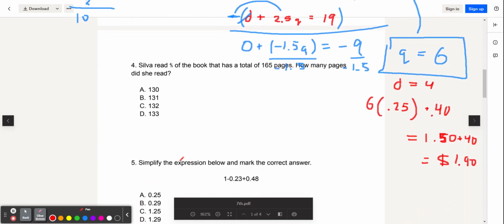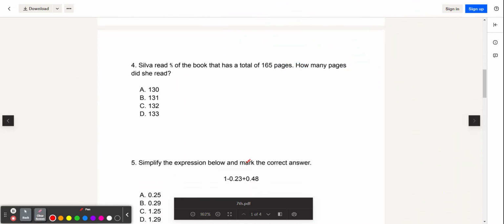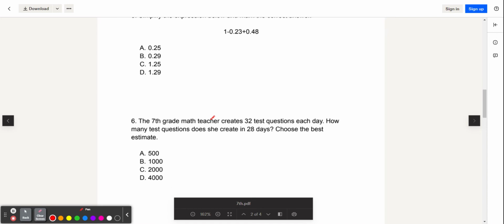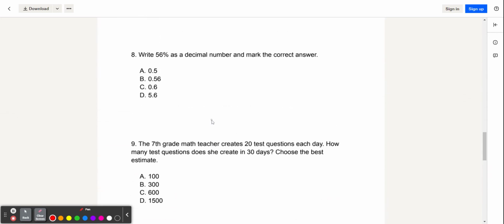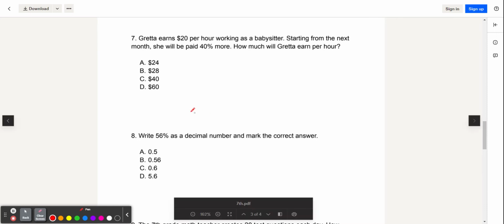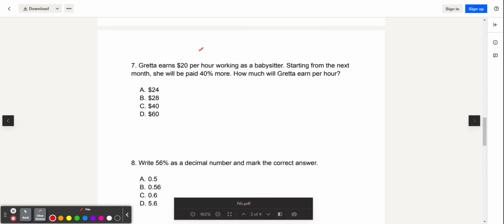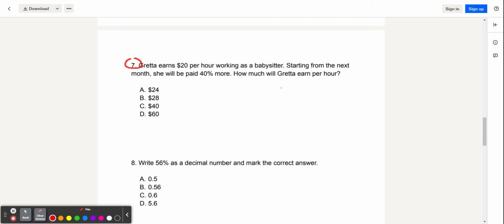Now, let's do a couple more and then we'll check out this last page. Let's look at 7. Greta earns $20 per hour working as a babysitter. Starting for the next month, she'll be paid 40% more. How much will Greta earn per hour now?